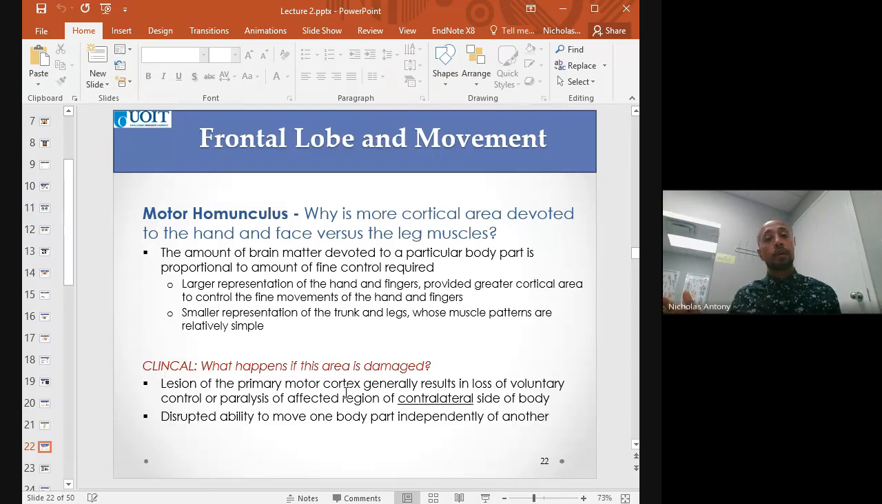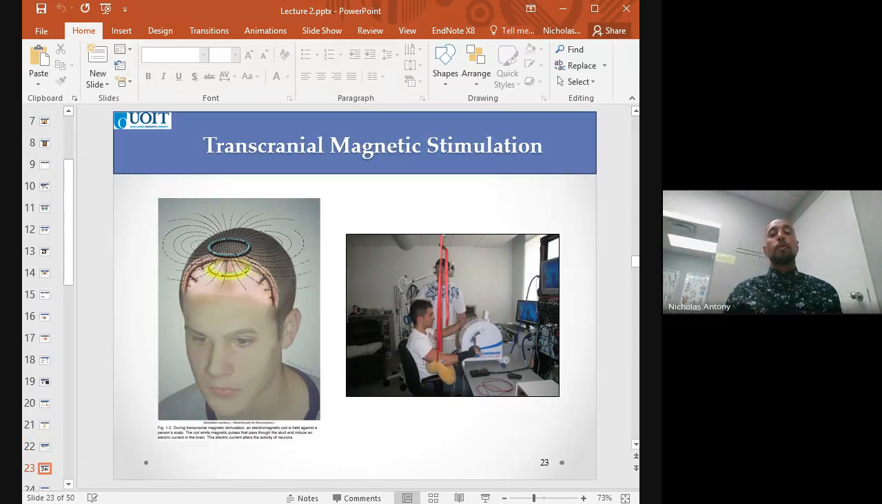So left part of the brain, right side of the body, right brain, left body. Okay.